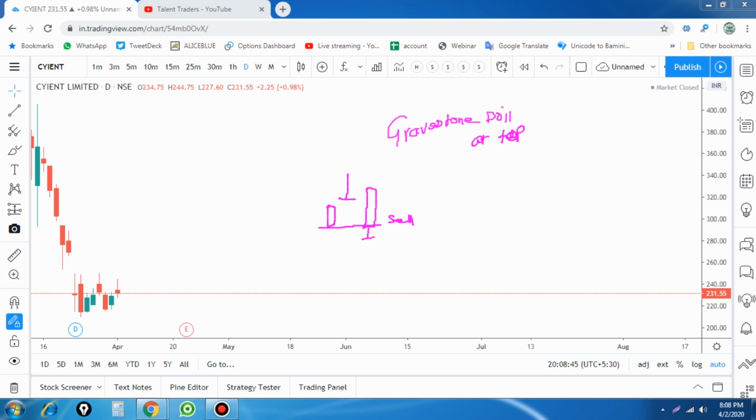For example, if the next candle after the gravestone doji at the top is a black candle which closes below the low of the first candle, that should be the sell pattern. I will show you on the live charts so we can understand what I am telling you.